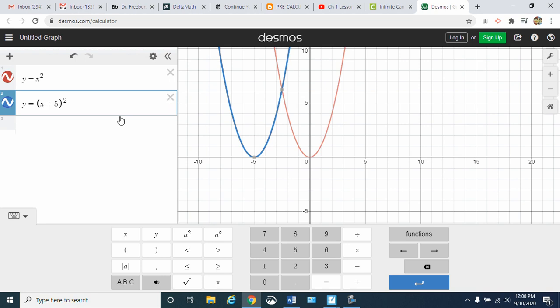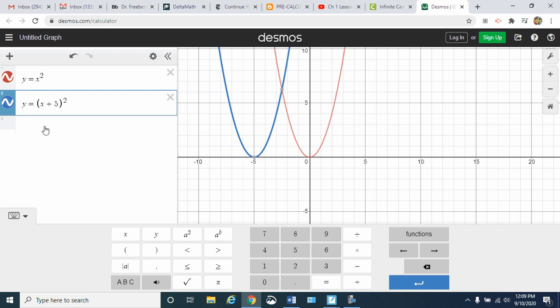But now we see that when the plus 5 is in with the x, it actually shifted the vertex horizontally to the left a negative 5, or to the left 5. So this is a horizontal shift to the left 5. And it's always going to be the opposite of the number that we see here, because negative 5 is what it would take to actually shift this back to 0. So that's why there's a shift of negative 5.